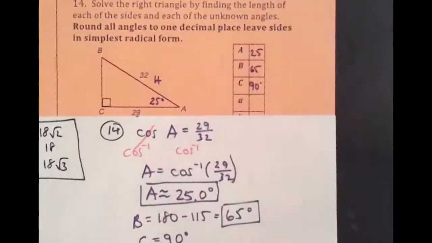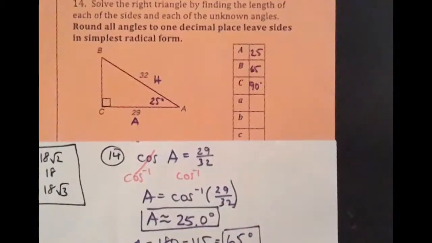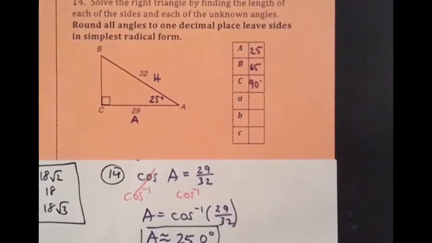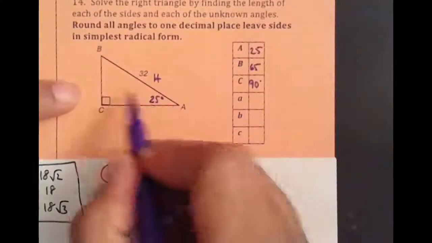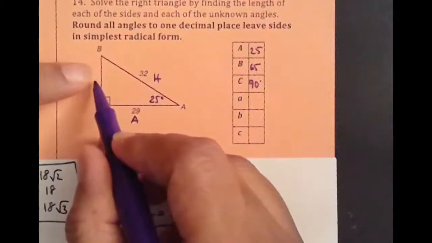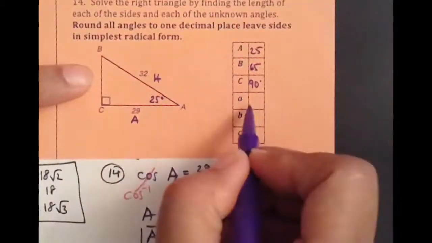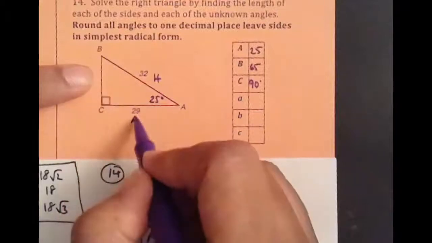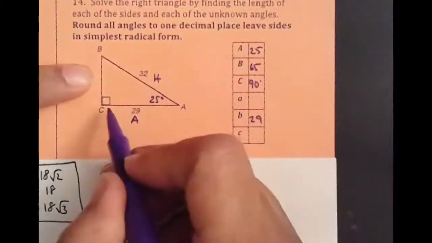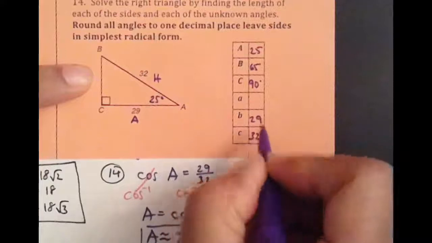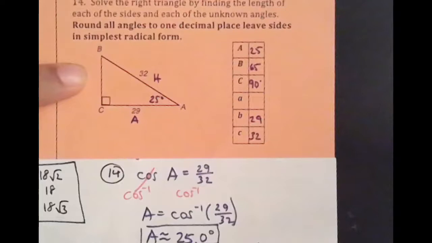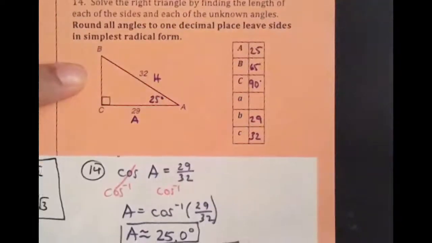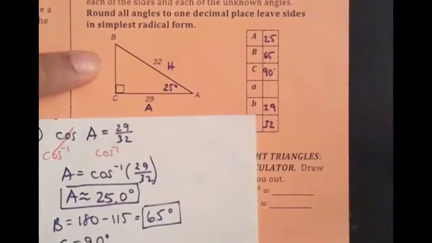Now we're ready to find the side lengths. The side lengths are the values across from the angles. Actually, I already know B and C. Angle A is going to be across from side A, and that's the only side I don't know. B, across from that, is 29 already, and C across from that is 32. So all I really need is side A. If I know two sides of a right triangle, I can find the third side by using the Pythagorean theorem. So let's use the Pythagorean theorem here.